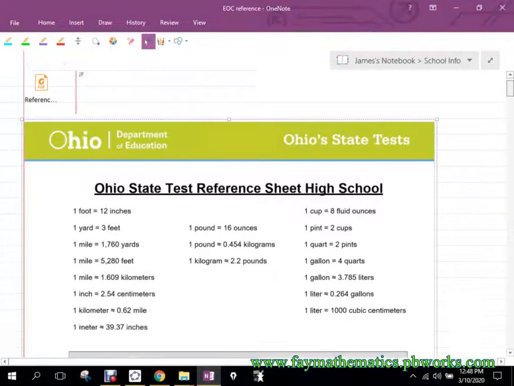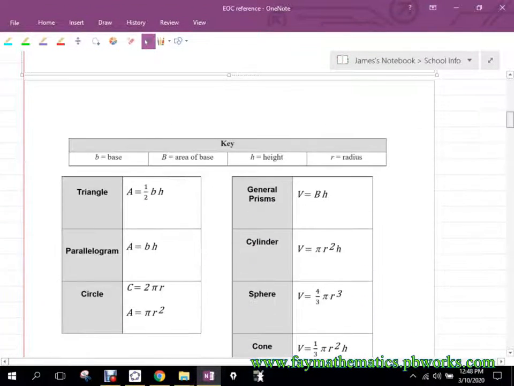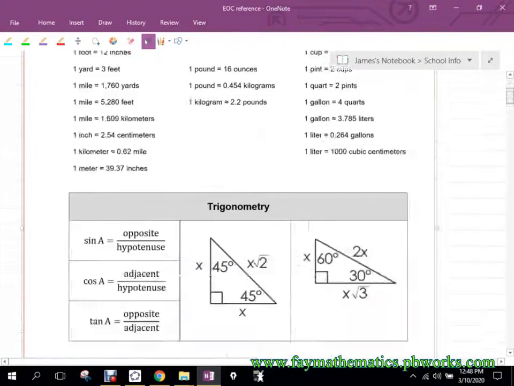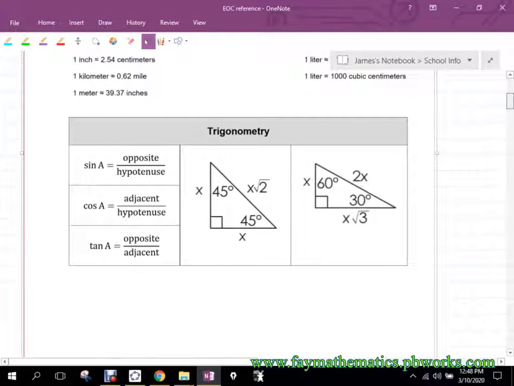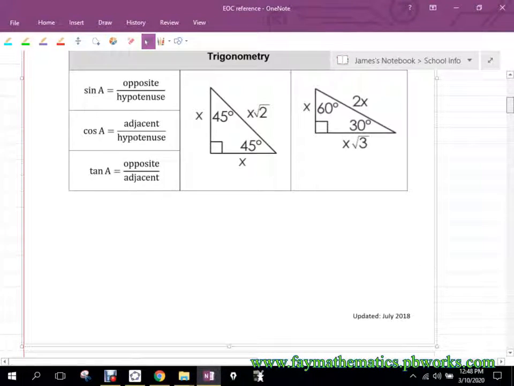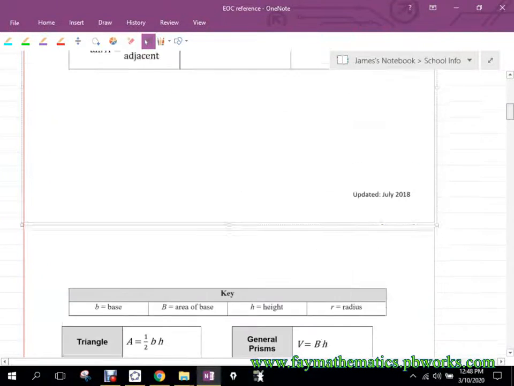All right, so this is the end of course exam review reference sheet. They don't give you the law of sines on here, but they do give you Stokes' formula, which is nice. They give you special right triangles, which is nice. But that's the formula sheet that we get.